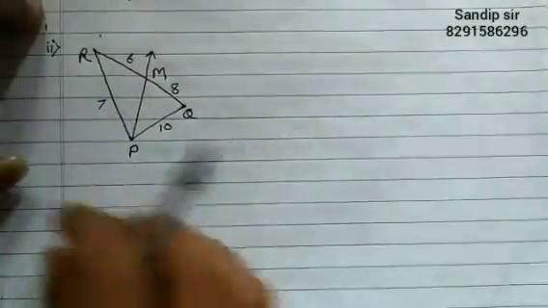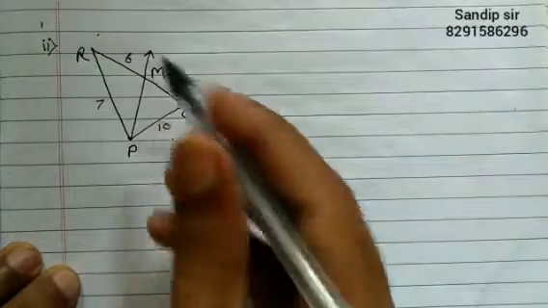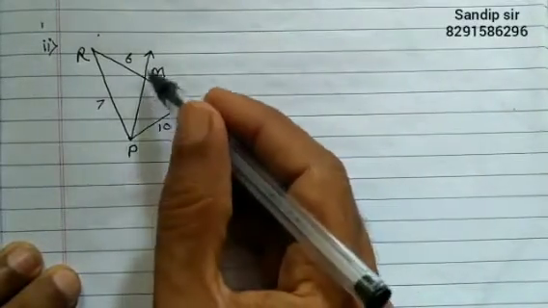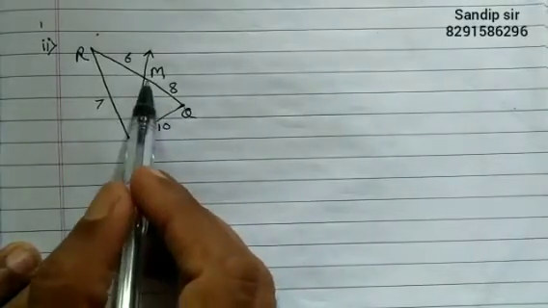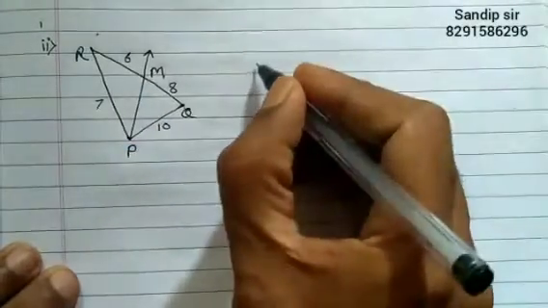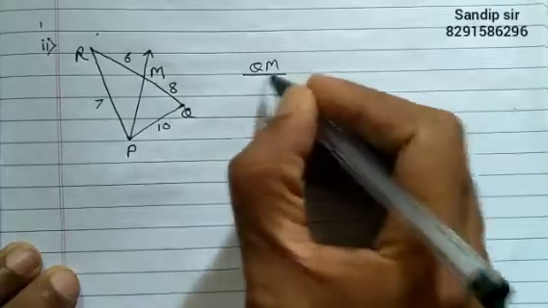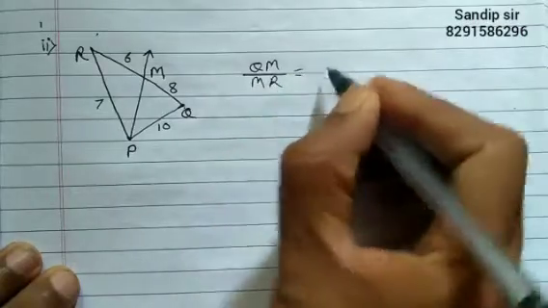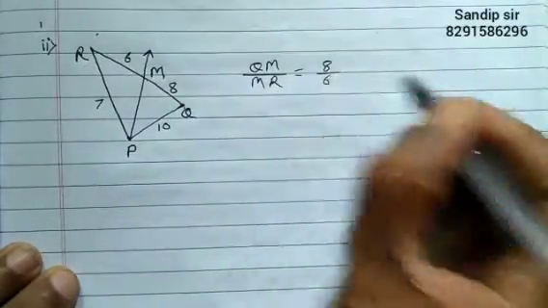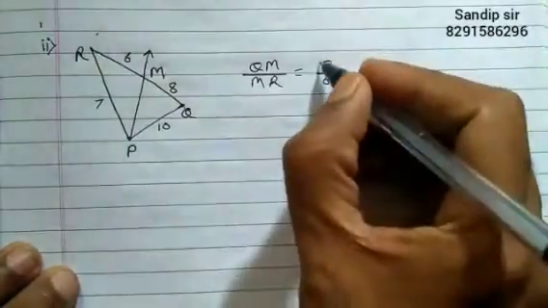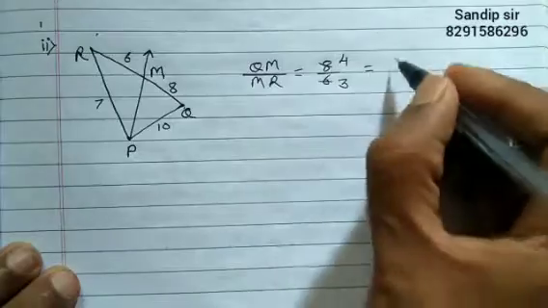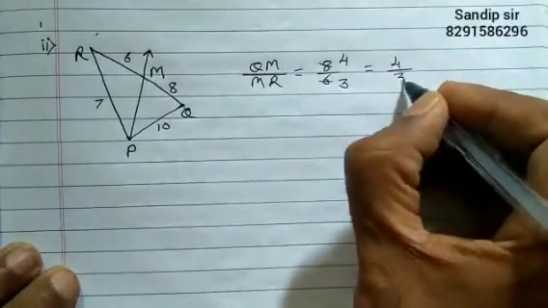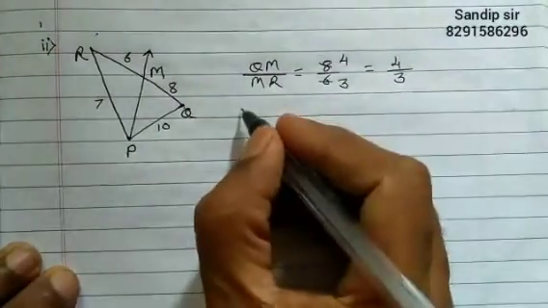Now this is the second diagram. In this diagram we also need the PM is a bisector. So first ratio QM upon MR. So we find QM upon MR here 8 upon 6, values which are given. 2 4s are 8, 2 3s are 6. We divide it by 2. We get 4 by 3, value of the first ratio.